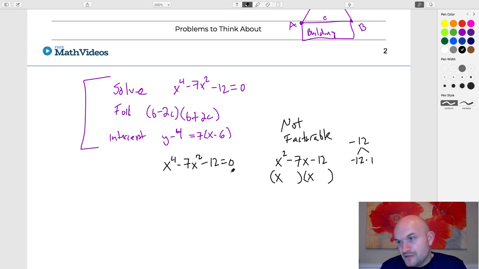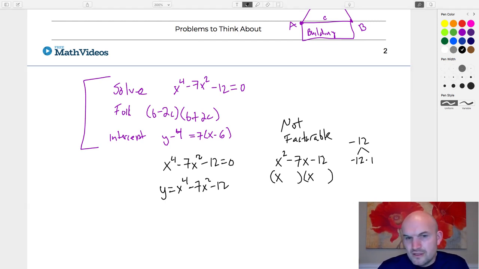Basically, what I would recommend doing is, you know what, I'll help the student out. Let's go ahead and look at Desmos. That's what I would do in this case. I would rewrite this as y equals x to the fourth minus 7x squared minus 12, and let's see if there are any solutions here. I'm going to graph this, and when we're solving, we're looking for the x-intercepts.